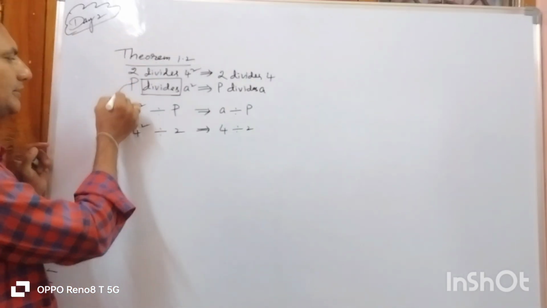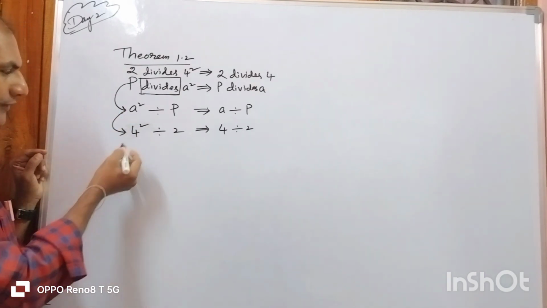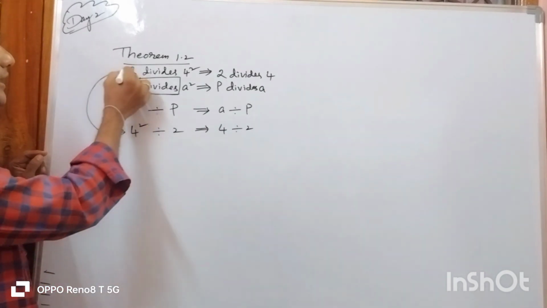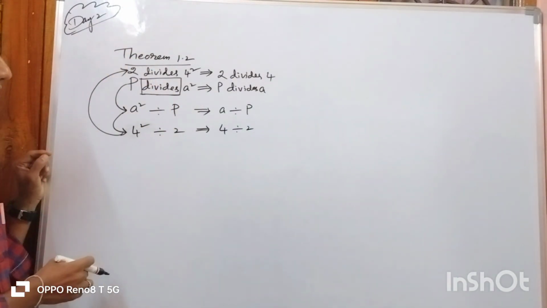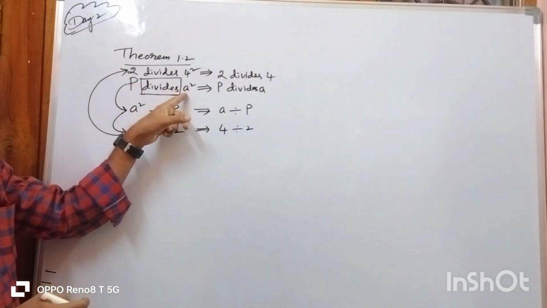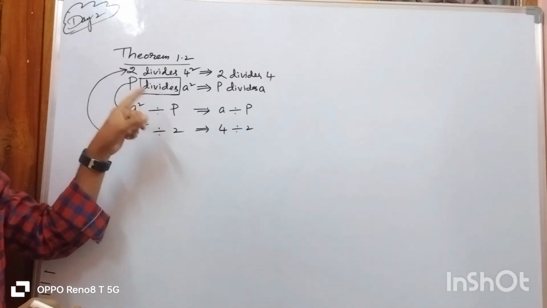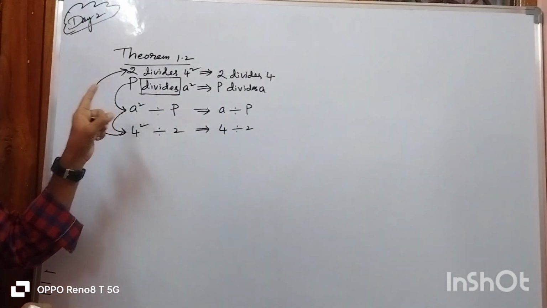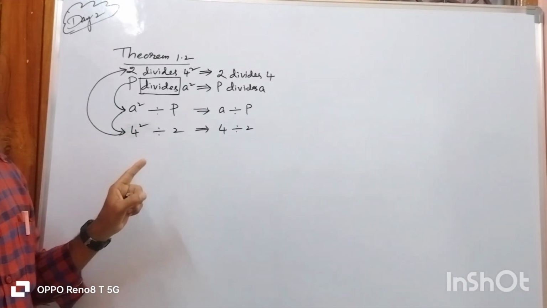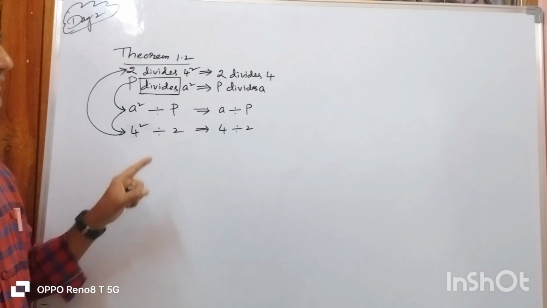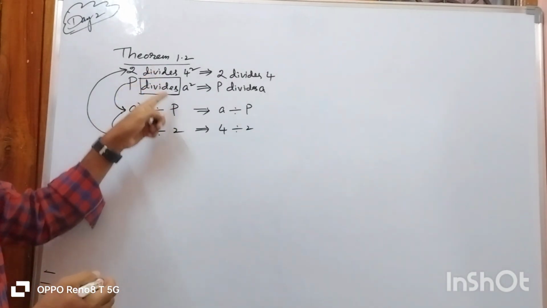From this example, I have written like this. This is theorem 1.2: P divides A square, then P divides A. And this is useful in one example: root 2 is irrational and root 5 is also irrational. We have to prove those, and in that we are using this. Okay, right. This is theorem 1.2.